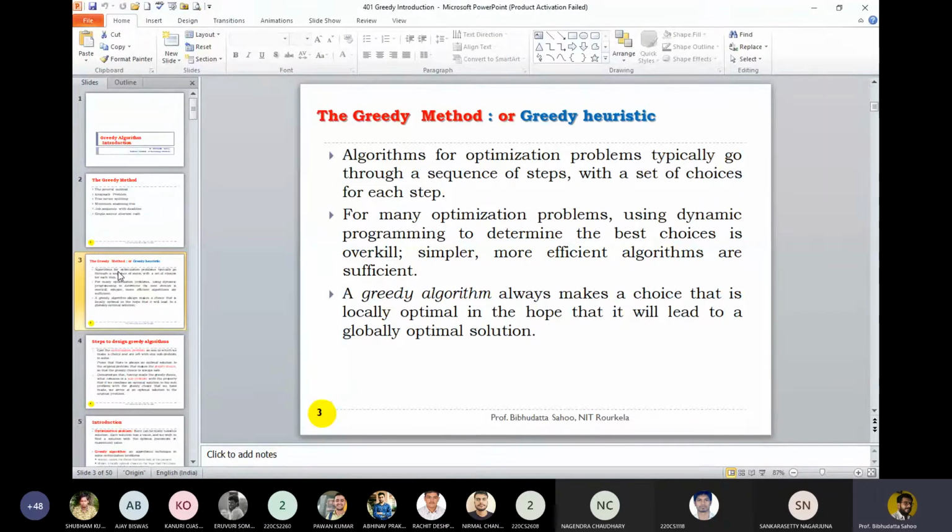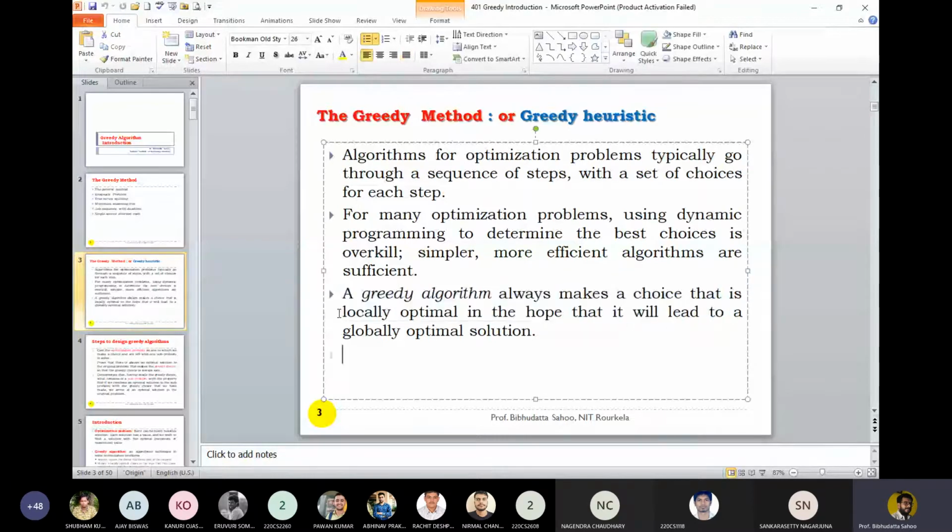For many optimization problems, using dynamic programming to determine the best choice is overkill in terms of time and implementation, so we go for a greedy algorithm. And always remember, the greedy algorithm makes a choice that is locally optimal. If somebody asks why a greedy algorithm fails to deliver the optimal solution, we can say it is related to the principle of optimality. It is not exhibiting the principle of optimality.